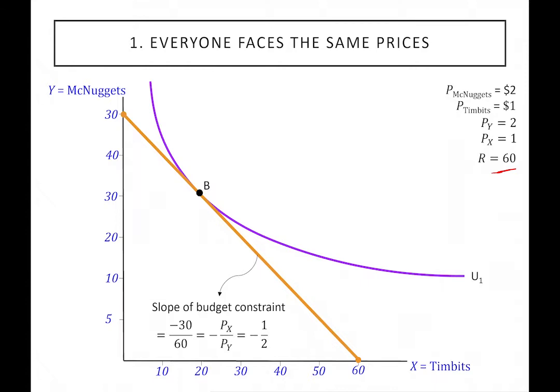The budget constraint's slope, as I've noted before, is the relative prices. So we've got, for example, minus 30 over 60 if we look at it mathematically, but it's also equal to 1 over 2, which is the price of a Timbit. You'll notice this here is equal to Px, and this is Py. Fine. But notice something as well: the slope of the indifference curve is different in different places.